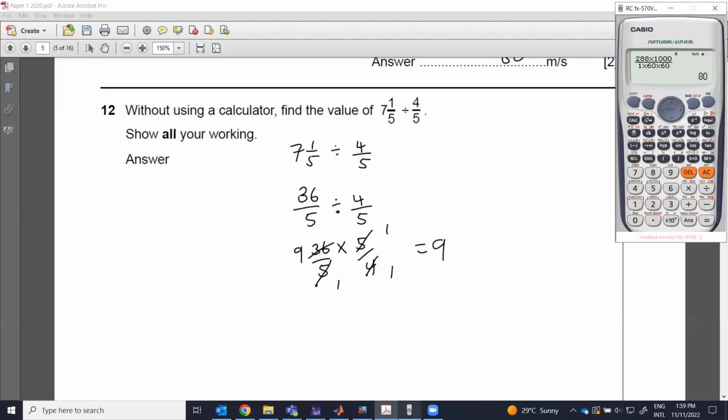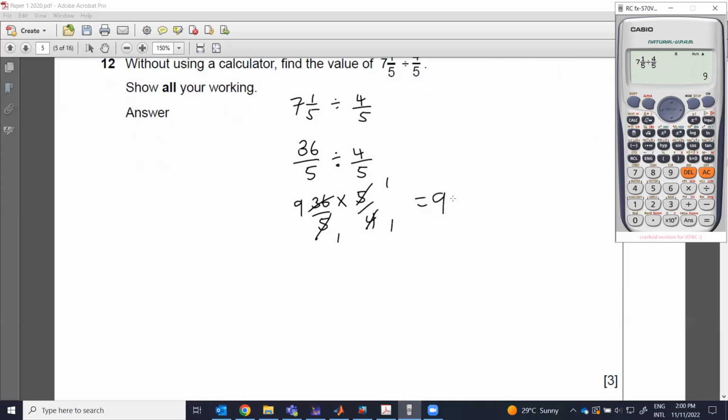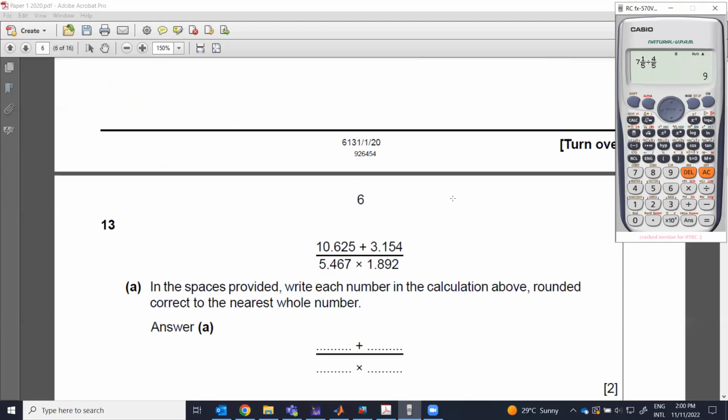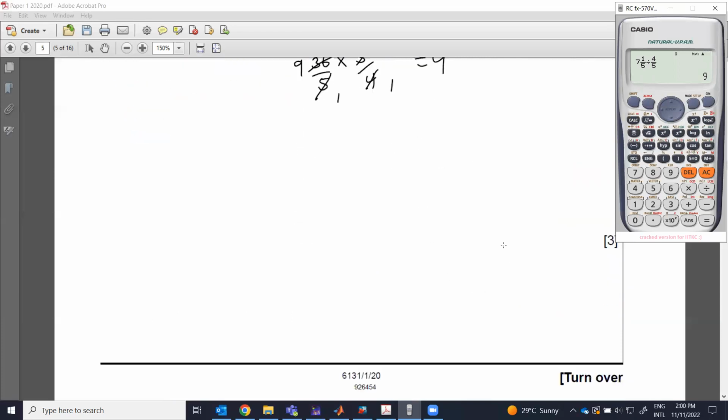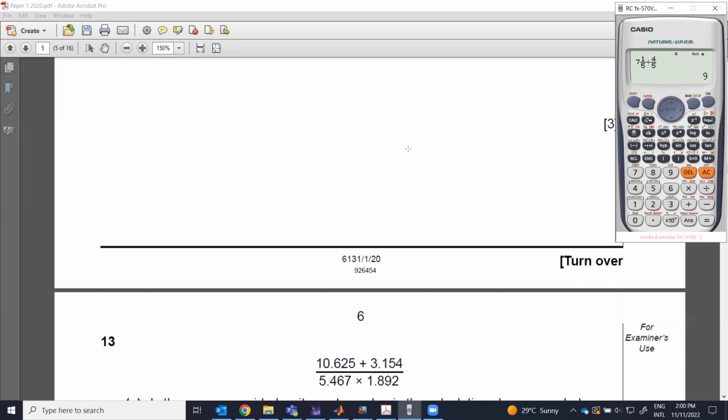And then on our calculator, we're just going to check and see if what we have done is correct. So here's how to write a mixed fraction. So we have 7 1/5 divided by 4/5. Okay, the answer is 9, so I know that what I've done is correct. Okay, they don't give us a space to write the answer, but the answer is 9.